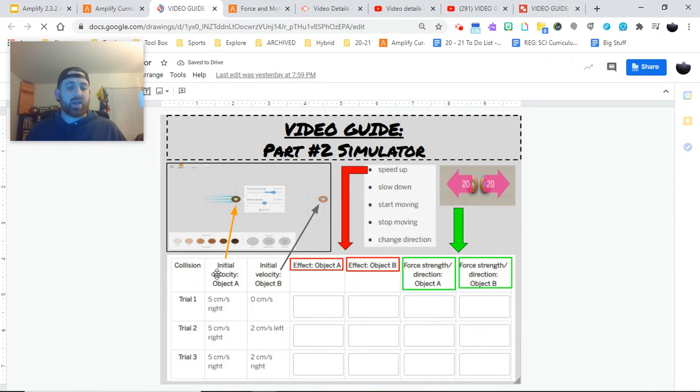For this one, we're going to have the same setup for our data table. The only difference now is our object A and B are going to have different masses. Before they had the same mass, now one's going to be more massive than the other. We're still collecting information about their motion in the first two columns for our two objects. Still looking at what's going on with the force strength. So we're going to increase the mass of one object, and look at what's happening with the strength of the force during that collision.